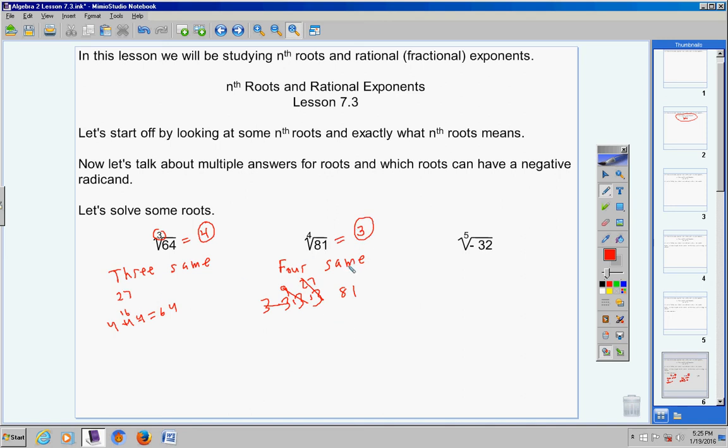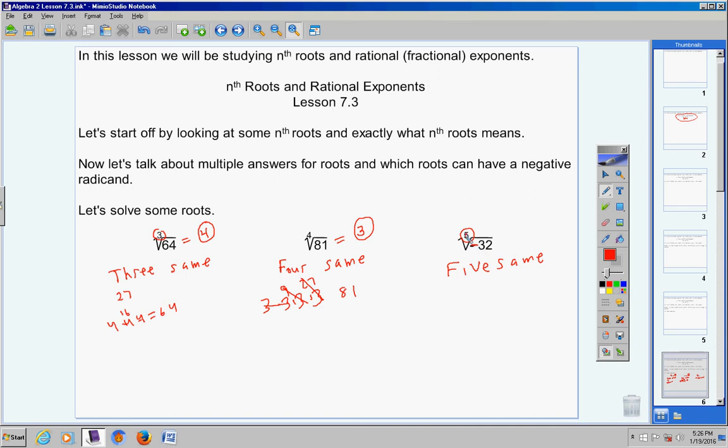They're pretty simple. Okay, now this one here, we're looking for 5 numbers because my index is 5. We call this the fourth root of 81. We call this the third root, or the cubed root of 64. We call this the fifth root of negative 32. We're looking for 5 numbers that are the same. Well, I know it's going to be a negative number because I have a negative 32.